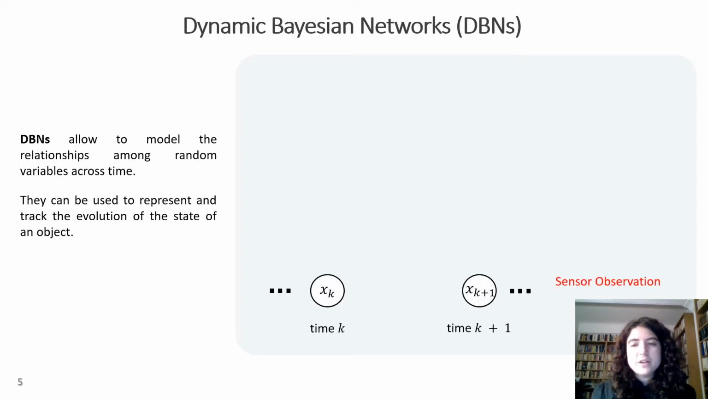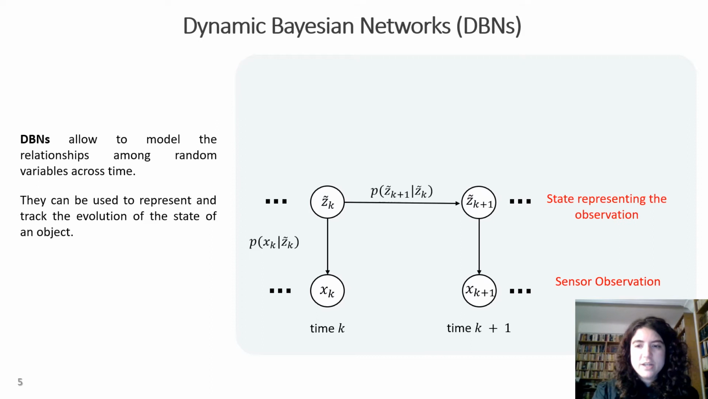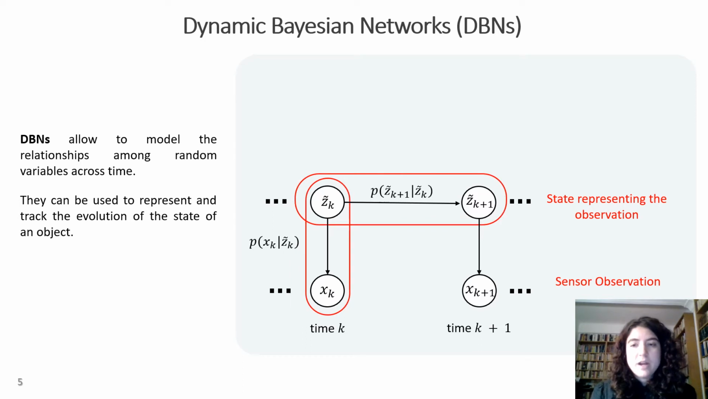So if we are given some sensor observation X, we can obtain a state representation of it, Z. In this way, we have two models, an observation model that tells us how Z is correlated to X, and a prediction model which tells us how Z will change across time. We can use DBNs to perform anomaly detection by comparing what we predict with what we observe.